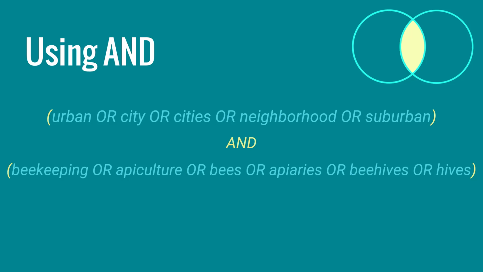Since Boolean logic is a form of algebra, we have to be careful about order of operations. Putting parentheses around the combined OR keywords helps the database know what order to combine the terms.